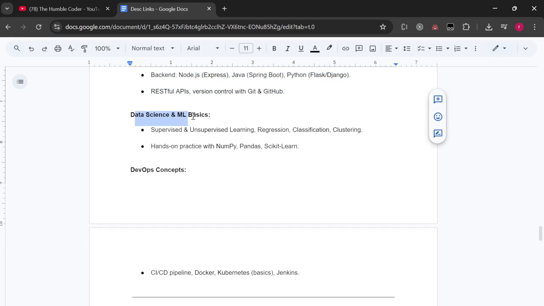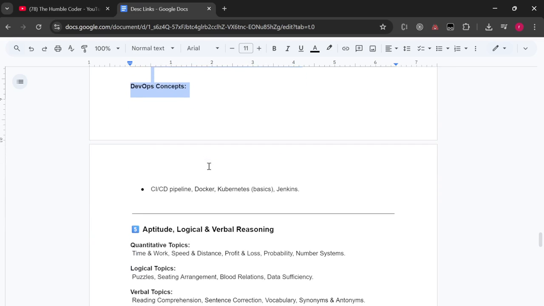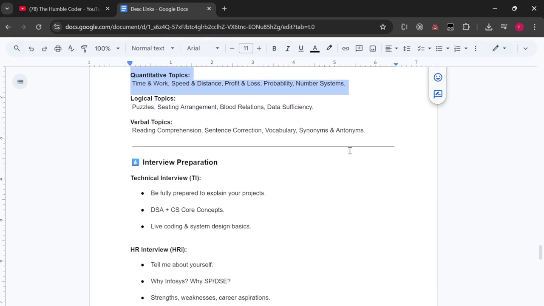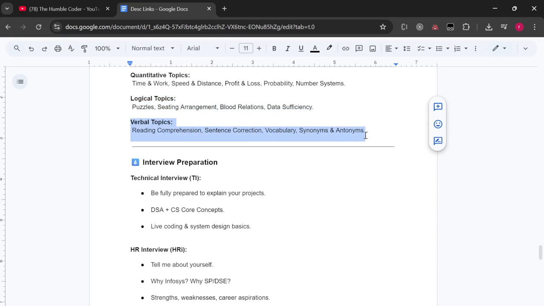Data science and machine learning basics include topics like supervised and unsupervised learning, regression and classification, clustering, and hands-on practice with NumPy, Pandas, scikit-learn. Coming to DevOps concepts: CI/CD pipeline, Docker, Kubernetes basics, Jenkins. Then you should also be good with aptitude, logical and verbal reasoning. In quantitative topics, you can cover time and work, speed and distance, profit and loss, probability, number systems. Logical topics include puzzles, seating arrangement, blood relations, data sufficiency. In verbal topics you can cover reading comprehension, sentence correction, vocabulary, synonyms and antonyms.